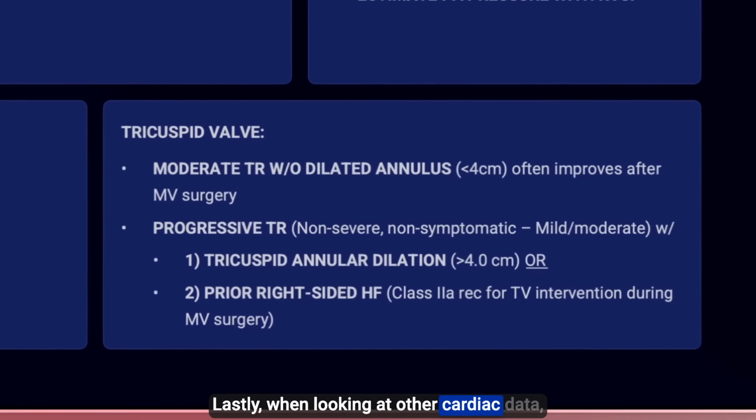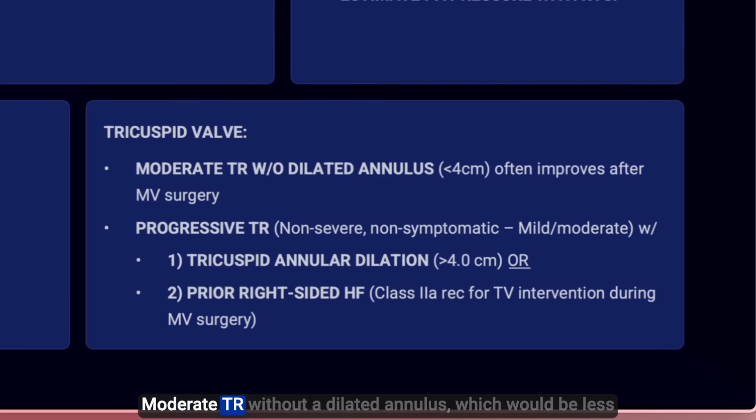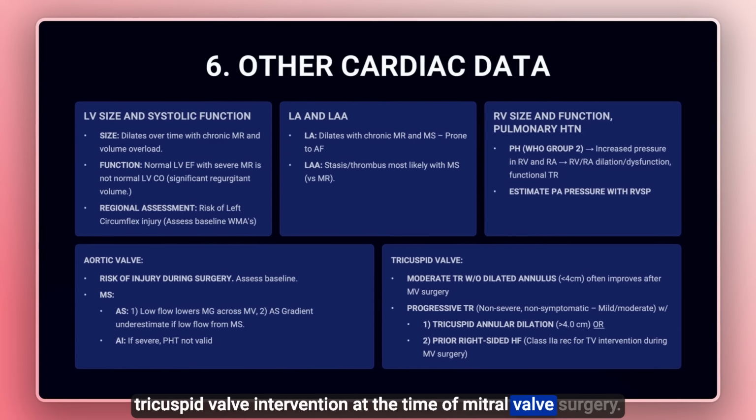Lastly, when looking at other cardiac data, we'll assess the tricuspid valve as well. Moderate TR without a dilated annulus, which would be less than 4 centimeters, often improves after mitral valve surgery. However, if there's progressive TR with either tricuspid annular dilation over 4 centimeters or prior right-sided heart failure symptoms, that's a Class 2A recommendation for tricuspid valve intervention at the time of mitral valve surgery.